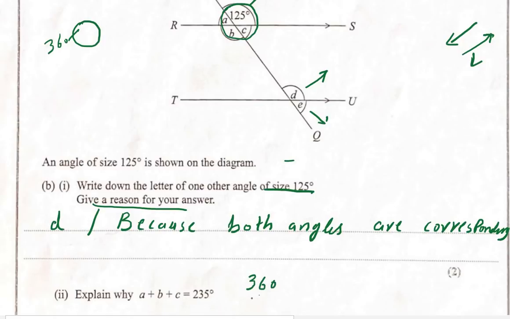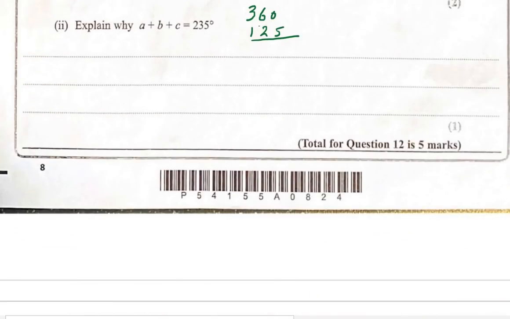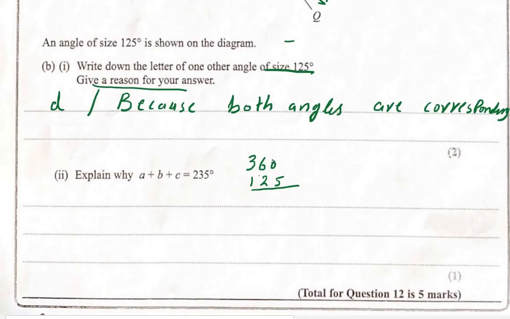minus 125. So let's see what we get. I'm gonna scroll a bit. So 0 take away 5, you can't do it. You borrow from the 6. So this becomes 5, this becomes 10. So 10 take away 5 is going to be 5. 5 take away 2 is going to be 3. 3 take away 1 is going to be 2. So look, you got 235. This means a plus b plus c is equal to 235.